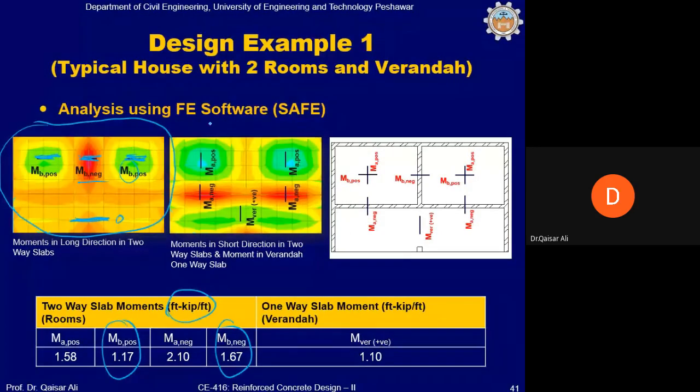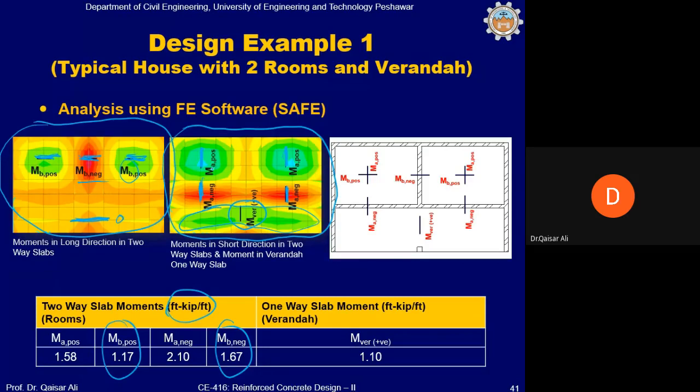Now, if we analyze the same along the shorter direction, तो वहां पर आप देखिए अब जरा. This is MA positive, okay. This is MA negative at the common support between two-way and one-way slab system, and this is the positive moment in veranda. अब आप देख सकते हैं moment को. Along the shorter direction there will be positive moment, but along the longer direction there is no moment, okay.